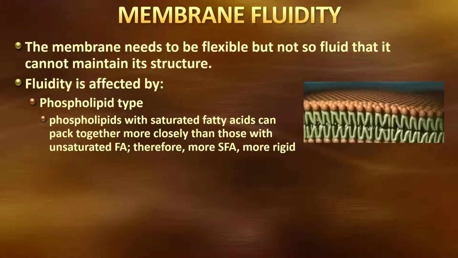Recall that phospholipids have those fatty acid tails, and those fatty acid tails can be either saturated or unsaturated, and the degree of saturation can vary. And remember, the saturation allows the straight chains to pack more closely together, and an unsaturated fatty acid with the kinks, they don't pack as closely together. So a membrane that has more saturated fatty acids as opposed to unsaturated would be a little bit more solid, a little bit more inflexible and rigid.